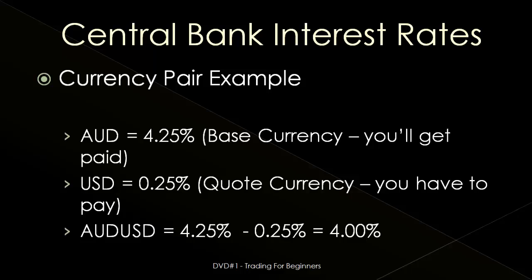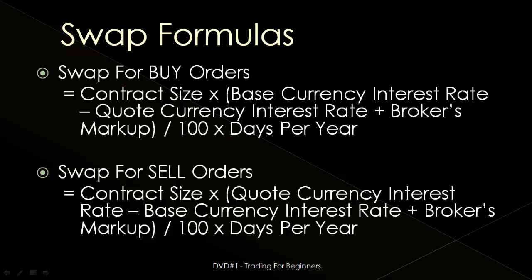So let's take a look at a couple of formulas that are used for calculating the swap. So this is how the swap for buy orders are calculated. Contract size times base currency interest rate minus quote currency interest rate plus the broker's markup, divided by 100 times 365. The formula for calculating swap for sell orders is the contract size times the quote currency interest rate minus the base currency interest rate plus the broker's markup, divided by 100 times 365 days per year.